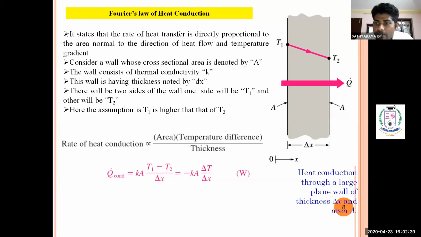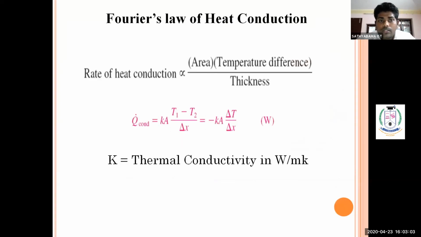K is thermal conductivity. The unit of thermal conductivity is watt per meter Kelvin, area is in meter square, temperature can be measured in Celsius or Kelvin, and length in meter. In problems we may take thickness as dx, or if the problem gives the direct value of length, we can directly take it as length. See, this is the Fourier law of heat conduction formula. Study this formula: heat flow rate is directly proportional to area and temperature difference divided by length, that is thickness. The thermal conductivity unit is watt per meter Kelvin.